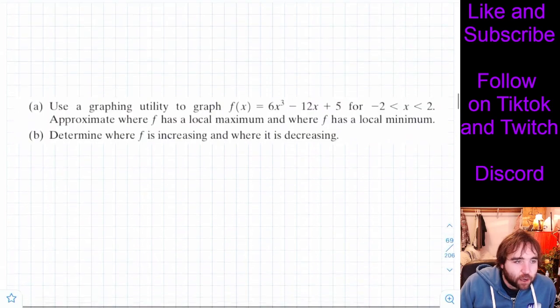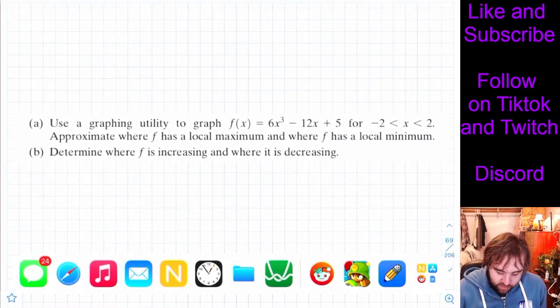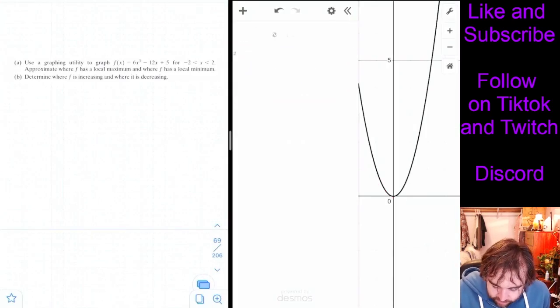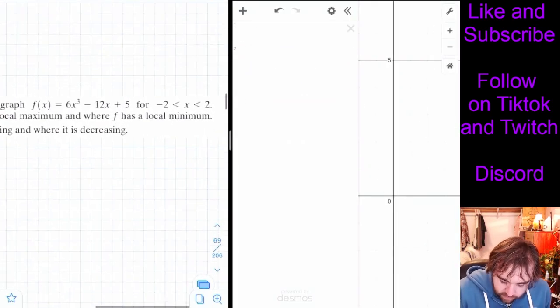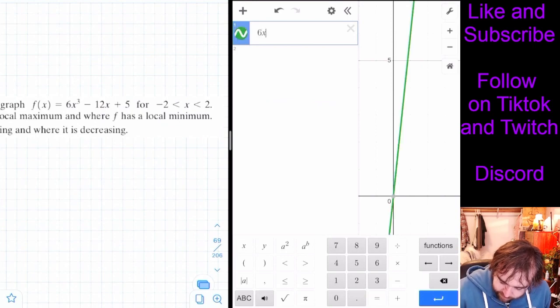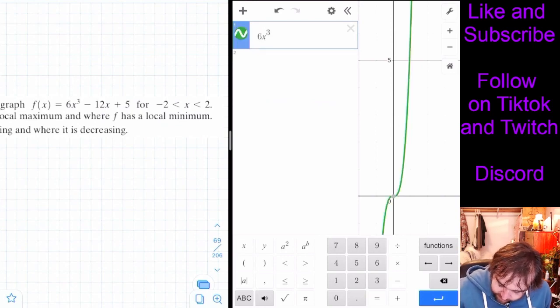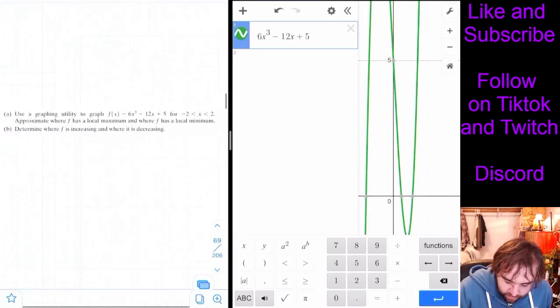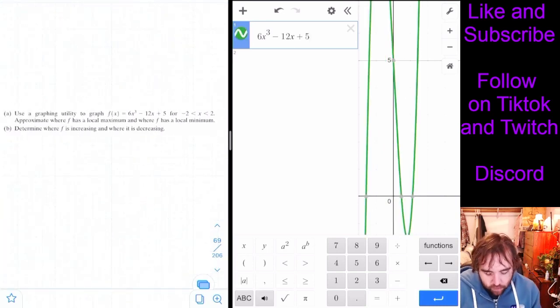All right, we got a couple more. So luckily, we get to break out the graphing calculator here. But that doesn't mean we get to stop thinking. It just means we get to look at the graph. So let's look at the graph. And honestly, they're going to look just like the ones we've already looked at. 6x cubed minus 12x plus 5. And what do they want? Approximate where it has a local max and min.